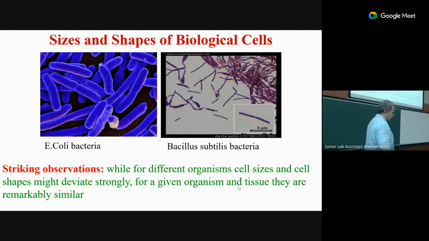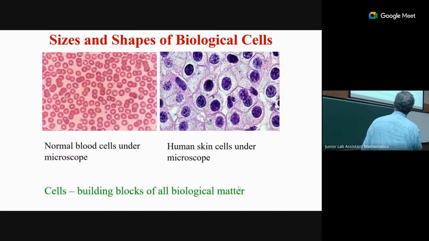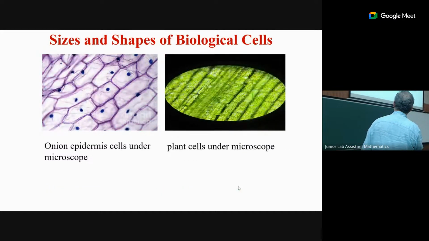So there is a striking observation. I hope you already noticed what I'm showing you: while for different organisms and maybe different tissues, cells are very different shapes and sizes, for a given organism, given tissue, they're very similar. So you see they're remarkably similar in sizes and shape, right? There is some deviation, but they're remarkably similar between each other.